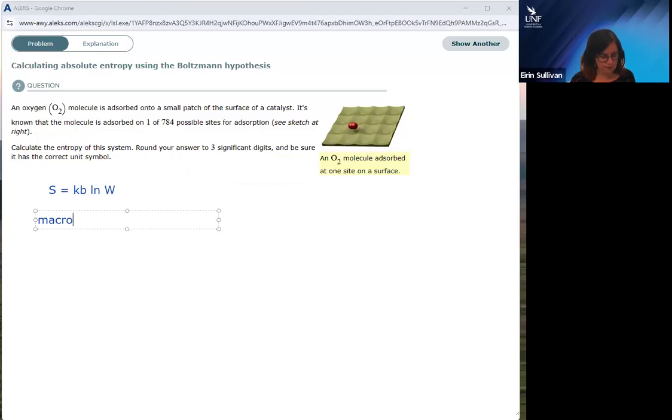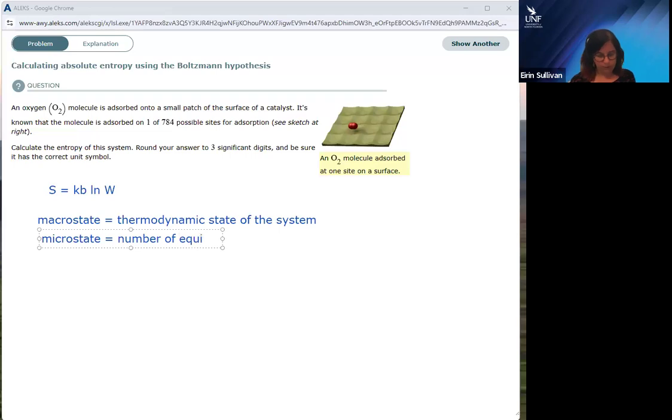So a macrostate, macro being something on the large scale, is basically the thermodynamic state of the system. So that is going to be measurable or observable quantities, things like pressure, temperature, volume, etc. So that is going to be on, if you like, the larger scale. A microstate is going to be the different number of equivalent ways that individual particles, for example, could be arranged that is going to be energetically equivalent to that same macrostate.